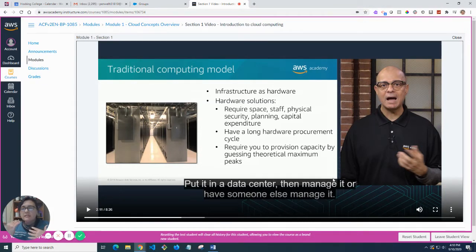If you're going to actually purchase the hardware itself, it's almost a guessing game. It's like, how much do you need? You don't want too little, because you want to be sure that you provide your end customer a really good experience. But you don't want too much, because it costs money, and if it's not going to be used, it's just wasted dollars.